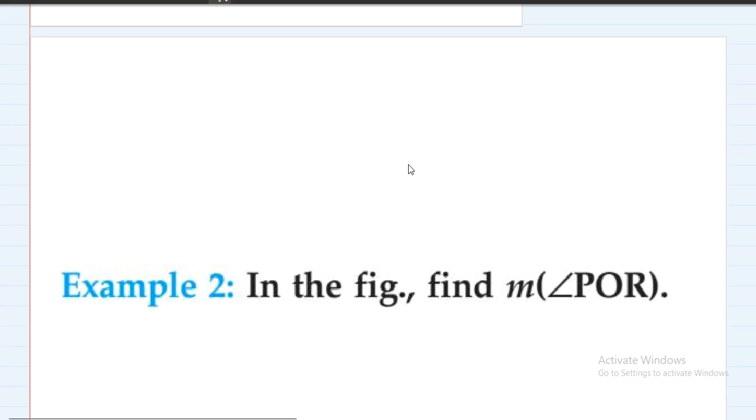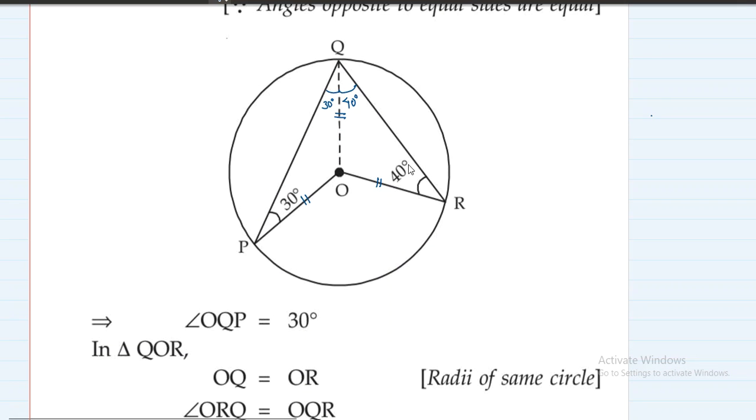ठीक है, अब क्या करना है? मेजर ऑफ एंगल POR ढूंढना है हमें। POR मतलब कौन सा एंगल है? ये वाला एंगल, POR. Now angle POR is 2 times angle PQR. Why? What is the reason? वही theorem. Angle subtended by an arc at the center is double the angle subtended by the same arc at any point on the remaining part of the circle.